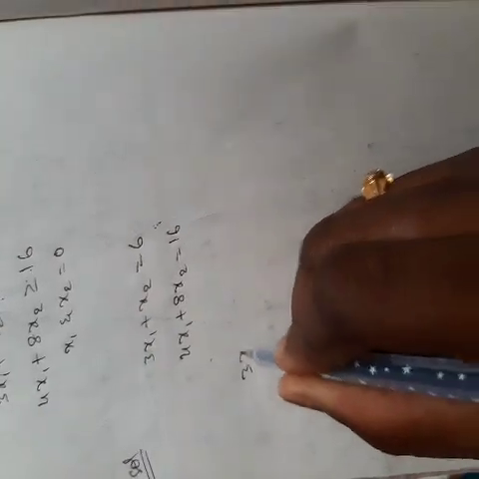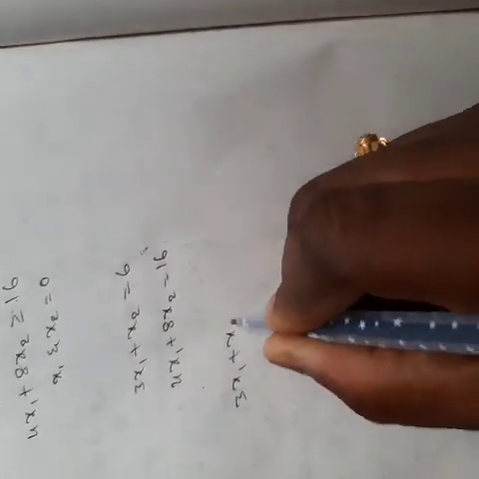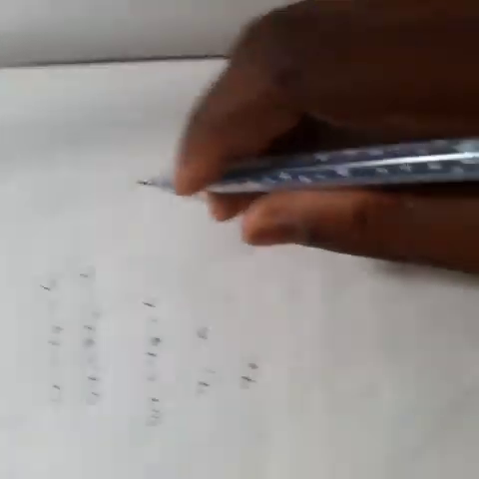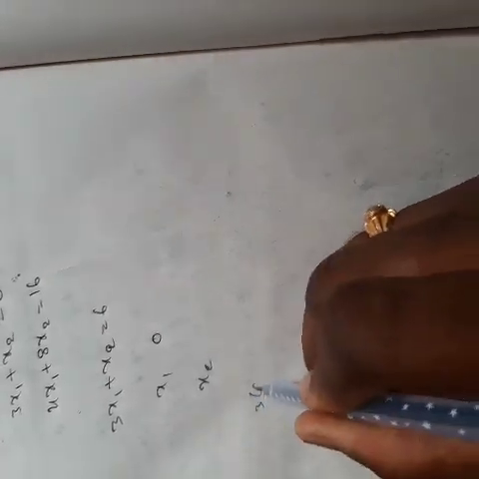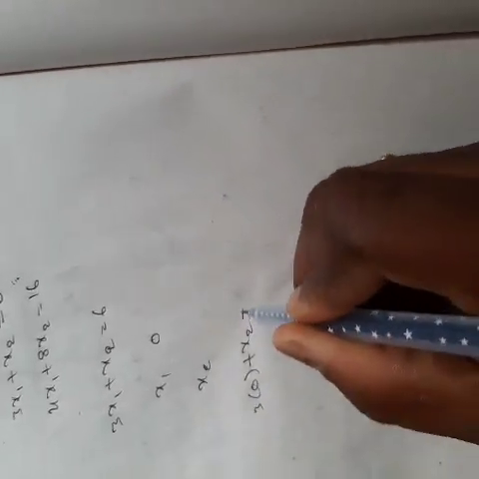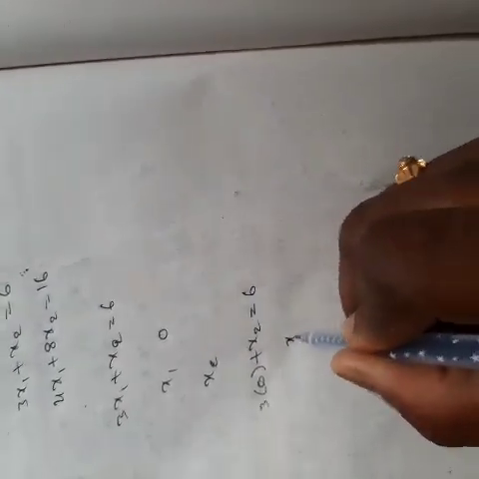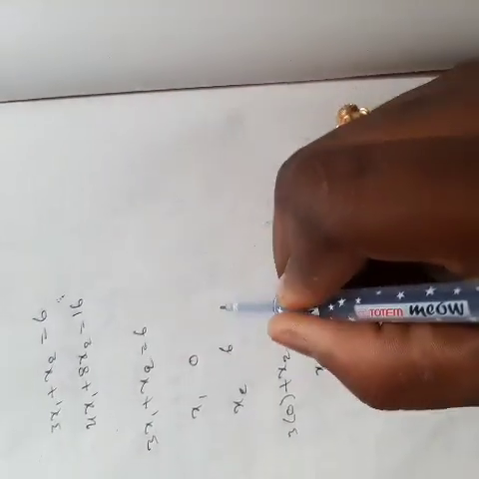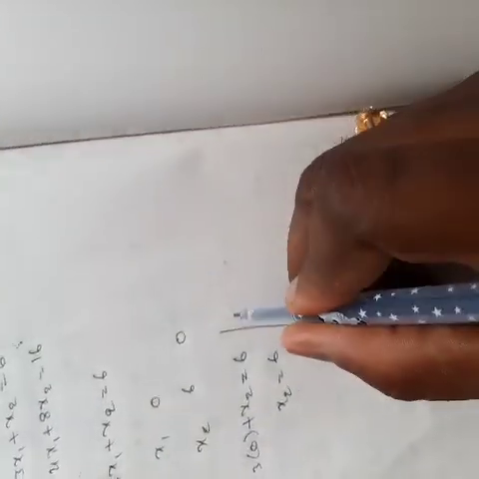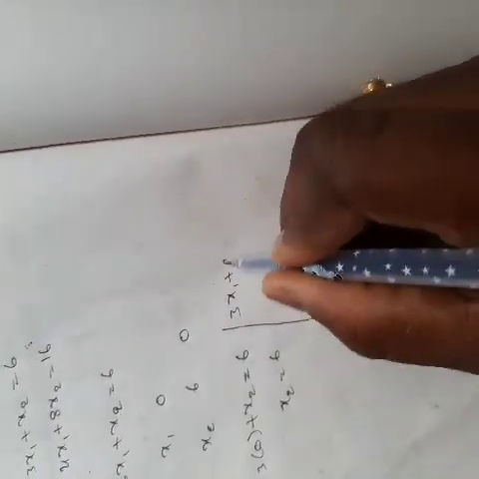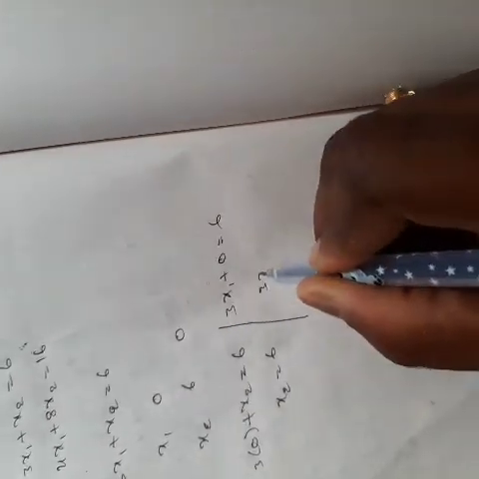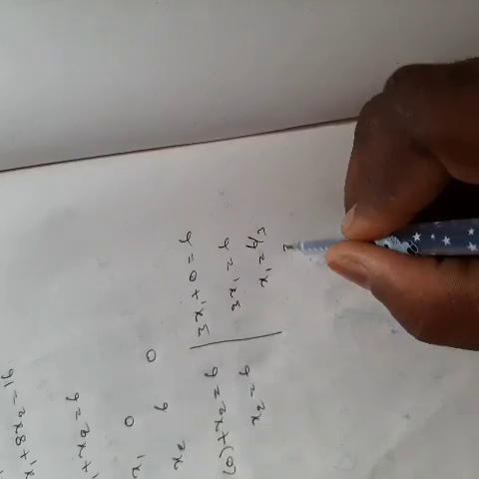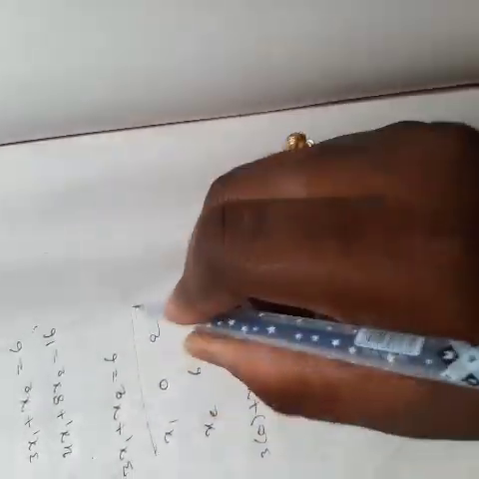We are finding the values of x1 and x2 simply by substituting. First, the x1 value is 0. By substituting the x1 value as 0, we get the x2 value as 6. Then the x2 value will be 0: 3x1 plus 0 is equal to 6, so 3x1 equals 6, x1 equals 6 by 3, which is 2. So the values are 0 and 2.